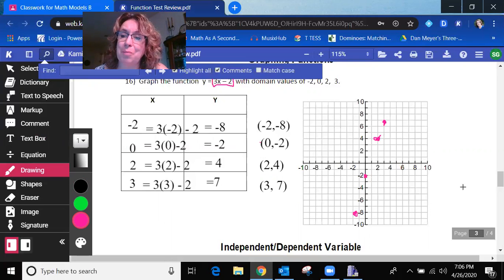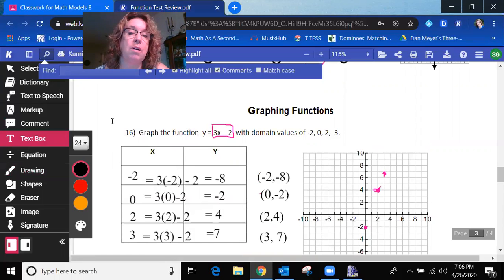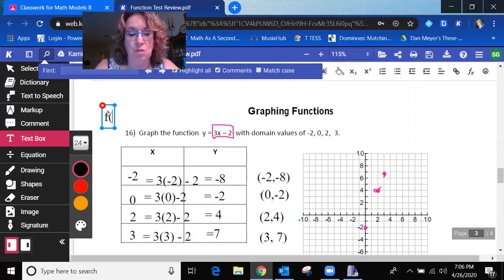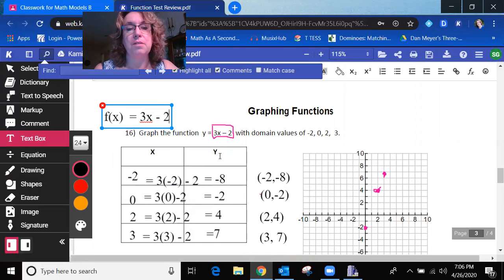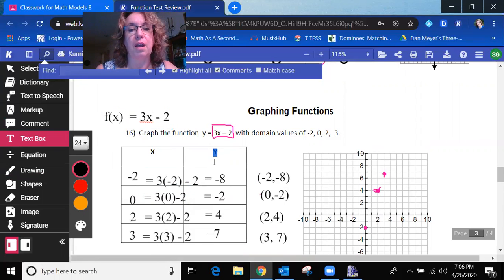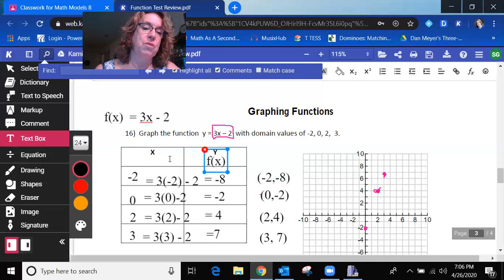So now, I do want to show you this because this is a function test, and this one is really not written as a function. What you're probably going to see is something that might look a little bit like this. So just be prepared. F of x equals 3x minus 2. And instead of saying y here, they'll say f of x. And so you might even see something that looks like this over here.